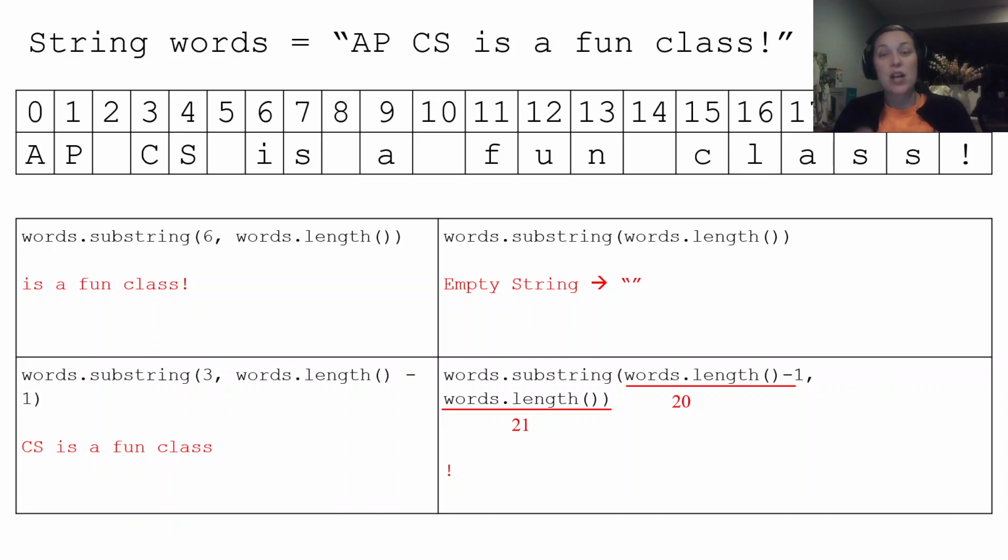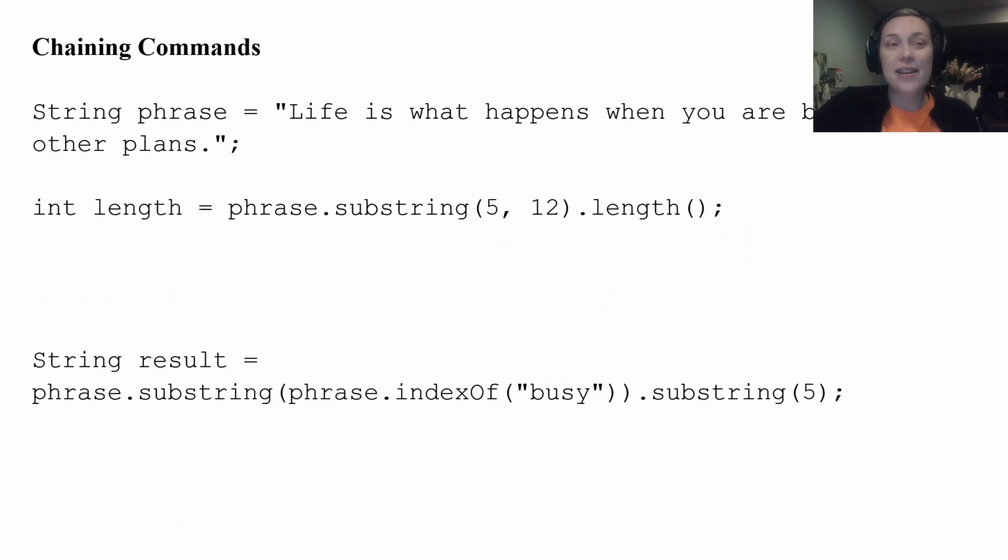Method in a method. What you can also have is what's called a chaining command. And that's not necessarily a method in a method, but it's several methods chained together. So I changed up the example here. I have a phrase called, life is what happens when you are busy making other plans. And if you know where that quote is from, good job on you.